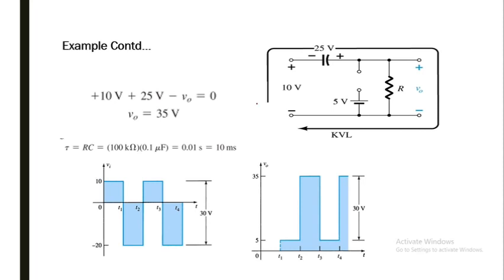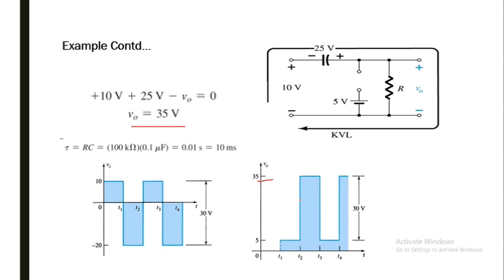Plus 10 volt, it is a rise, and then again we have a rise of plus 25 volt, and then we have a drop of V naught. So the drop is mentioned here, V naught. This will give us V naught equal to 35 volt. That means for this time T2 to T3, we will have an output voltage of 35 volt.